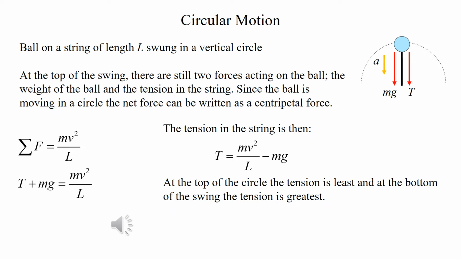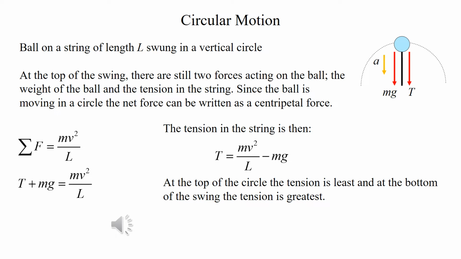All right, let's look at what happens at the top of the circle. So as the ball goes through the top of the circle, we see we have the weight down, mg, and now the tension is also pointing down towards the center of the circle. And we still have our acceleration, of course, toward the center of the circle. So now when we apply Newton's second law, sum of the forces equals ma. Our acceleration is still the centripetal acceleration, v squared over L. So we have the tension plus mg equals mv squared over L. Solving for the tension, we get the tension T equals mv squared over L minus mg.